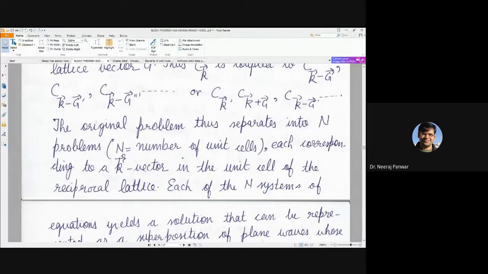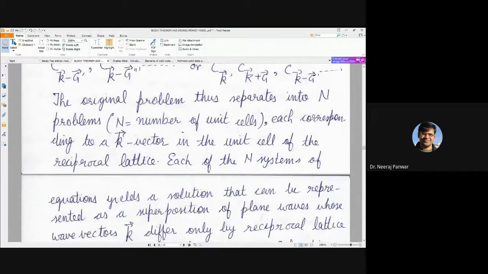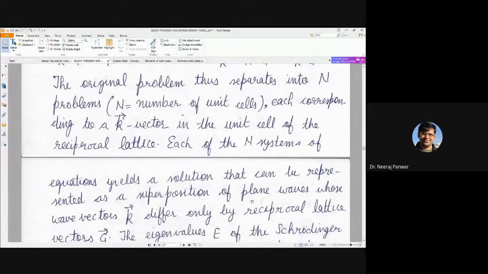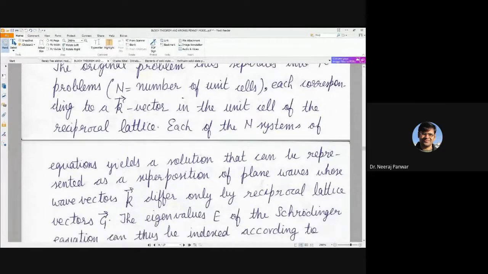N is equal to the number of unit cells, each corresponding to a k vector in the unit cell of the reciprocal lattice. Each of the N systems of equations yields a solution that can be represented as a superposition of plane waves whose wave vectors k differ only by a reciprocal lattice vector.